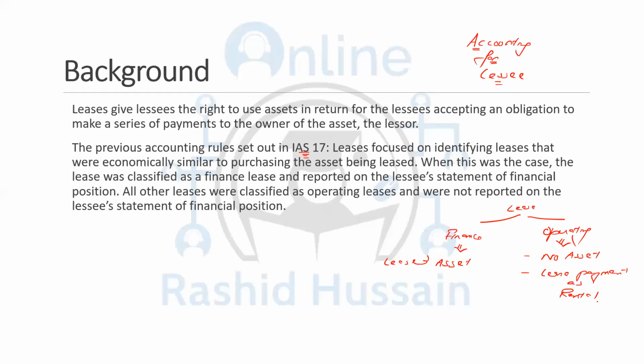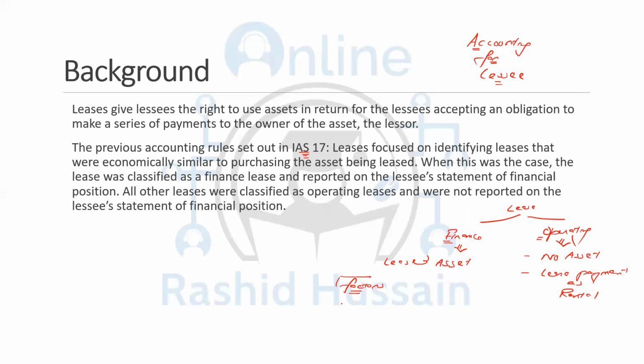In the finance lease, the lessee used to record the leased asset. In the operating lease, they were not recording any asset, and they were recording the lease payments as rental. Rental means rental expense. Now, how did they realize whether this was a finance lease or an operating lease? There were certain factors based on which the lessee used to decide. Let me give you some examples of that.